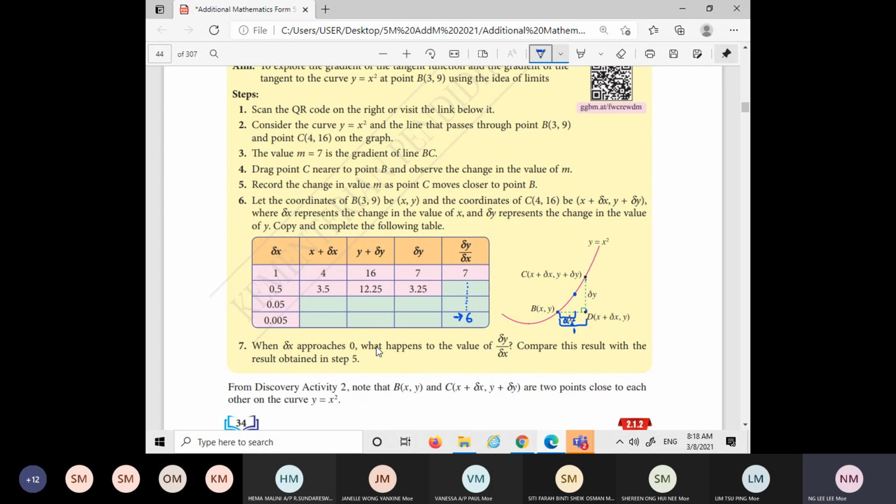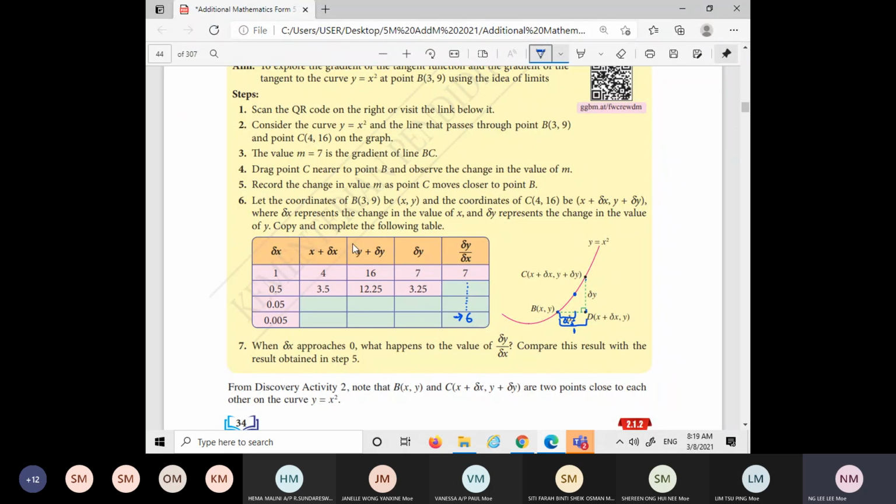The point C is now very close to point B. What happened to the value of del y over del x? The del y over del x is very close to 6. Compare this result with the result in step 5. This one is by filling up the table, while step 5 is by using the software.